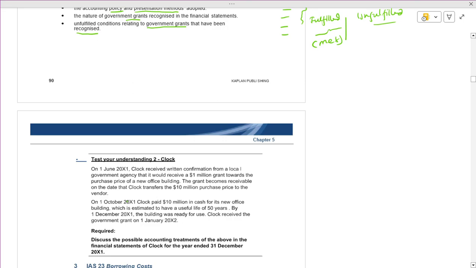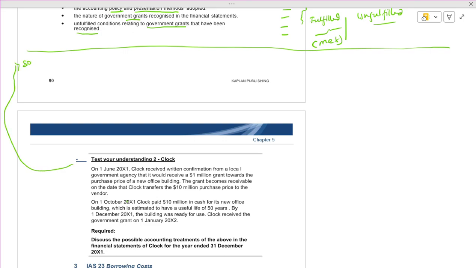Now, same thing. I'll put one line here, and for this there is a solution. In the next session, I am going to do borrowing cost. Now, discuss the possible accounting treatments for the above in the financial statements. Make it a point. Sometimes I will miss, but I will keep that in mind.